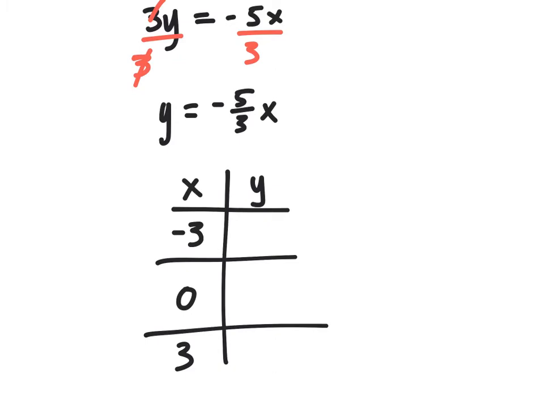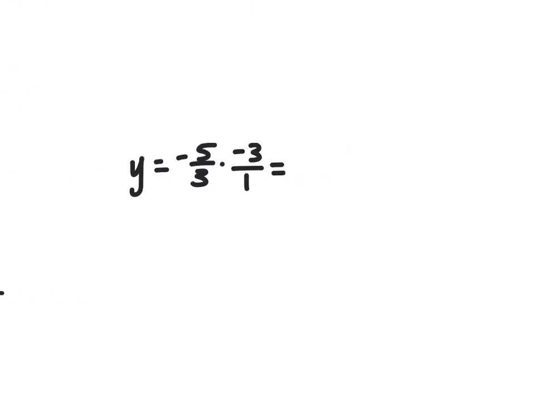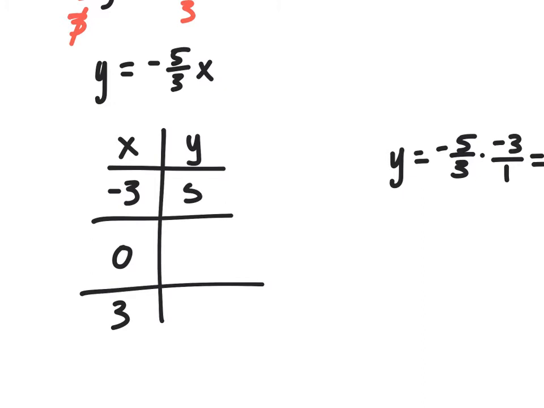And here's why. When I plug those in, I'm going to get y equals negative 5/3 times negative 3 over 1. These are going to divide out, or you could just multiply across. We get positive 15, divided by 3, which gives me a value of 5. So when I plug in negative 3, I get a value of 5. If I plug in 0, y equals negative 5/3 times 0, which is just 0. That's good.